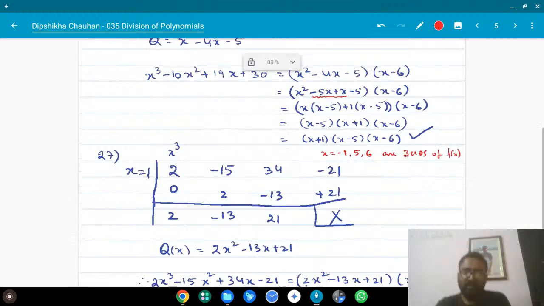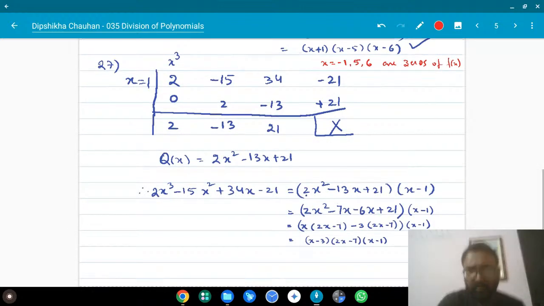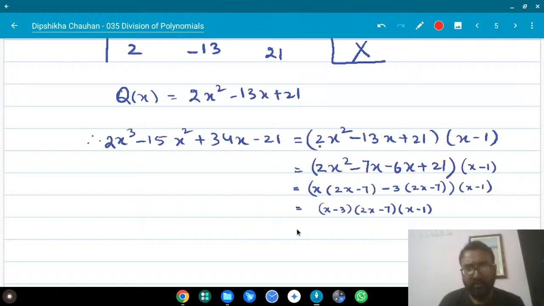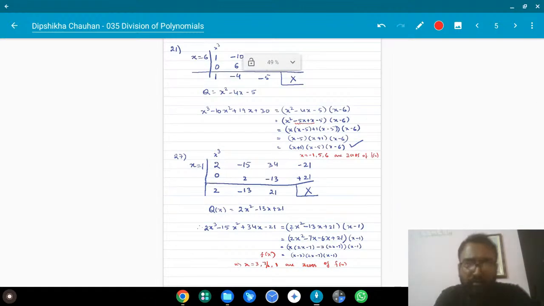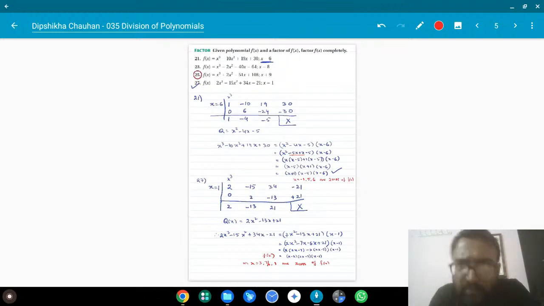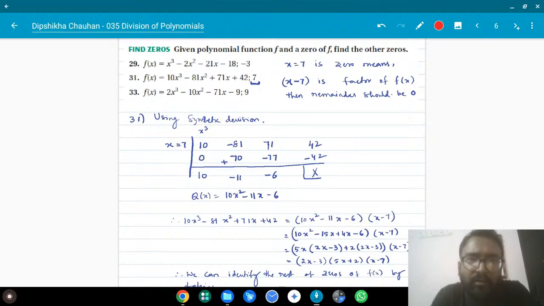Here also you can confirm that. So what are the zeros here? This f of x implies x equals 3, 7 by 2, and 1 are zeros of f of x. So I think it's been solved. It is 27.